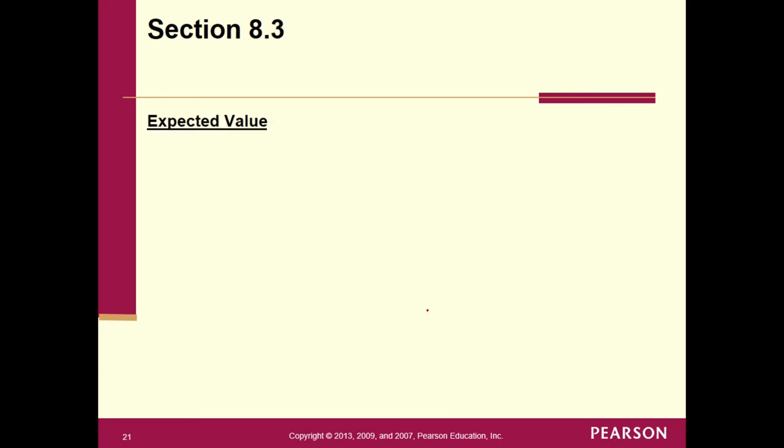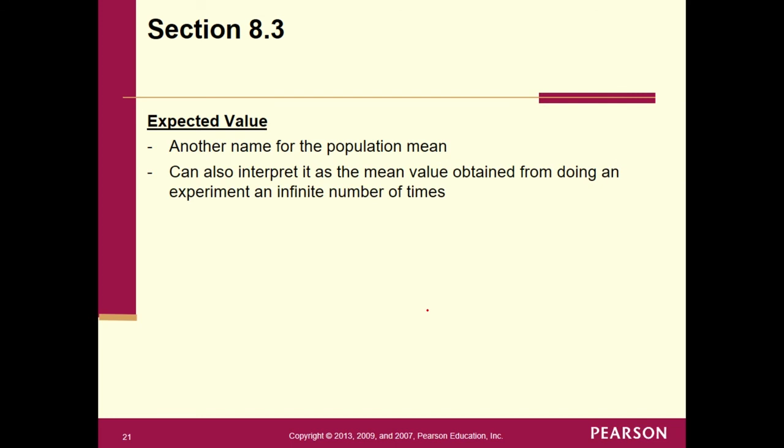All right. Expected value. Believe it or not, this is another name for the population mean. This can also be interpreted as the mean value obtained from doing an experiment an infinite amount of times. So let's say you did an experiment and you wrote down the result. Then you did the experiment again under the same conditions, wrote down the result, and so on and so forth. You did that an infinite amount of times and averaged all the results. It would give you the expected value. In other words, it would give you the population mean, because you did the experiment an infinite amount of times. So you can average all those numbers and get basically mu.